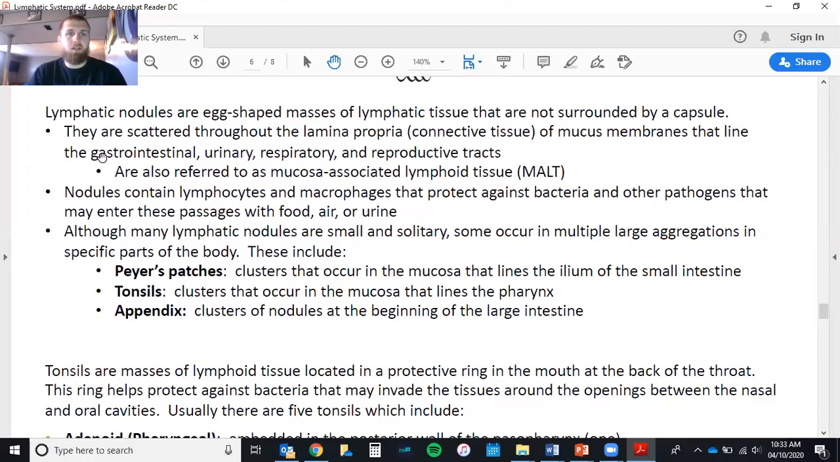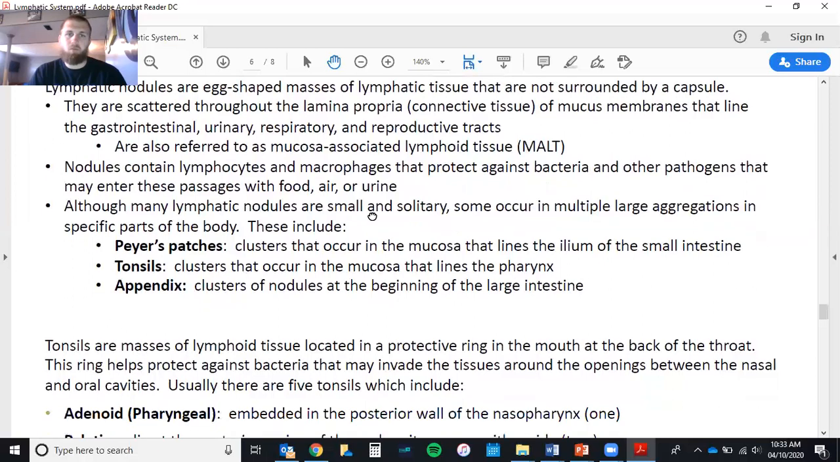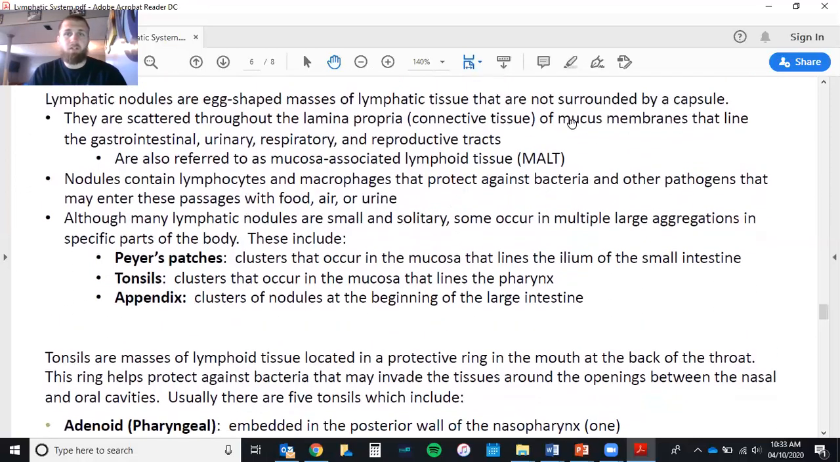Okay, we find them in a layer called lamina propria, which is a type of connective tissue of mucous membranes of our GI tract. So that would be our gastrointestinal tract, stomach, intestines, and so forth. Urinary, obviously what that is. Respiratory, that's your breathing tract. And then the reproductive tract, we all know what that is as well. Since they're associated with mucous membranes, another term for lymphatic nodules is mucosa-associated lymphoid tissue.